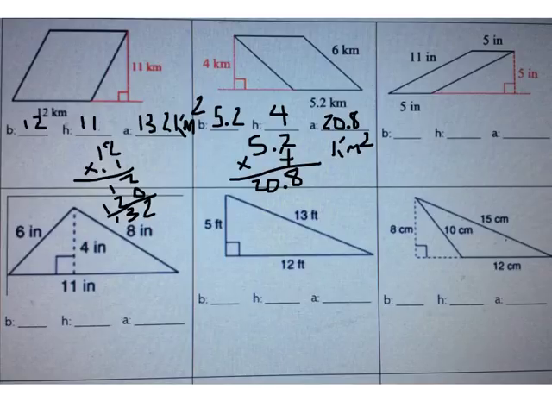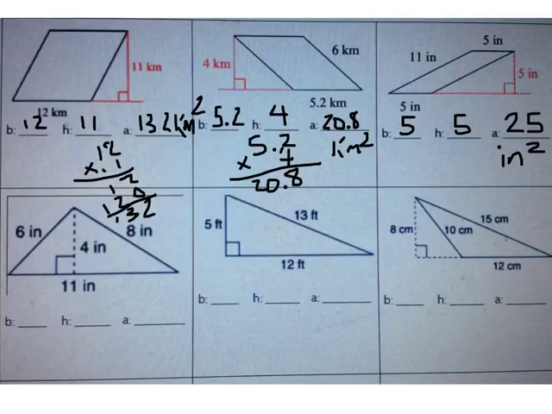Now you try one entirely on your own. What's the base, height, and area of the next parallelogram? The base is 5. The height is also 5 because that's the line that's at a right angle to the base. So the area is 5 times 5, or 25 square inches.